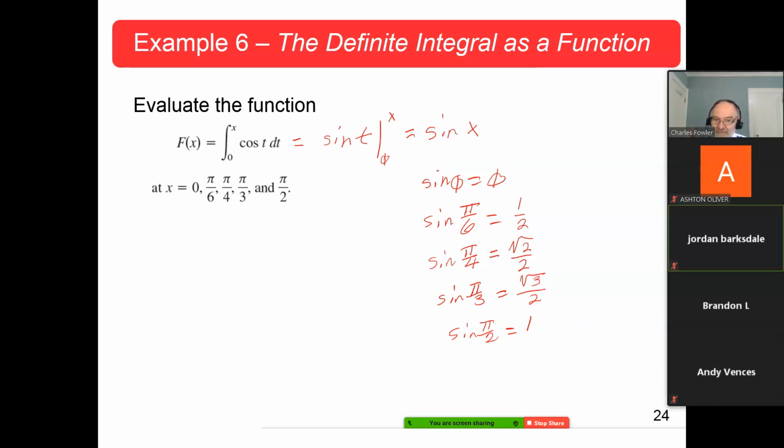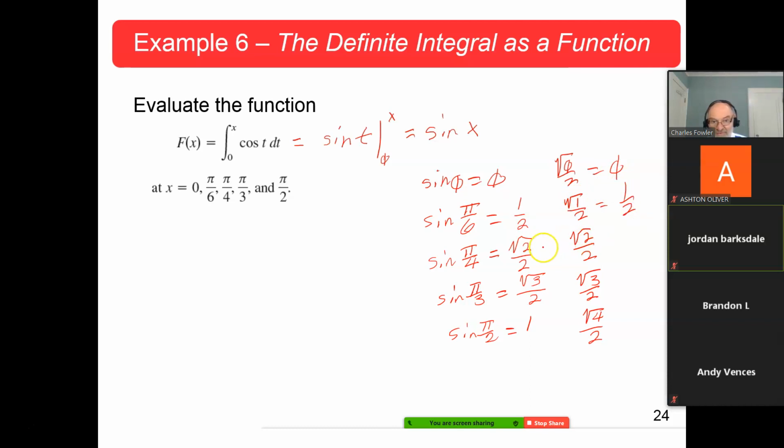Now, these were our favorite function values assigned between 0 and pi halves, remember? And remember the little trick for them? I don't know if you remember this or not. For 0, it's the square root of 0 over 2. This is the square root of 1 over 2. This is the square root of 2 over 2. This is the square root of 3 over 2. And this is the square root of 4 over 2. Of course, square root of 0 is 0. 0 over 2 is 0. Square root of 1 is 1. So this is 1 half.